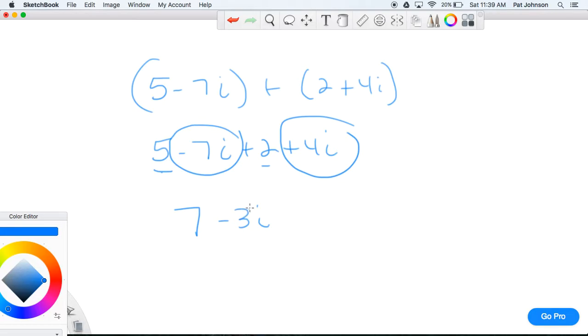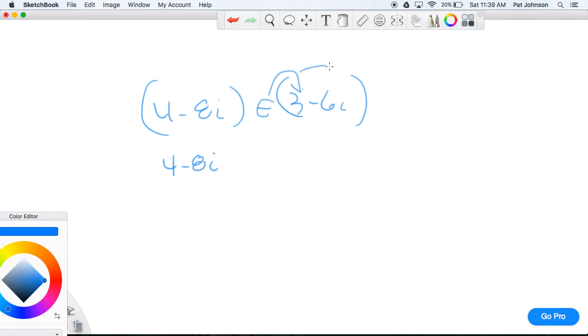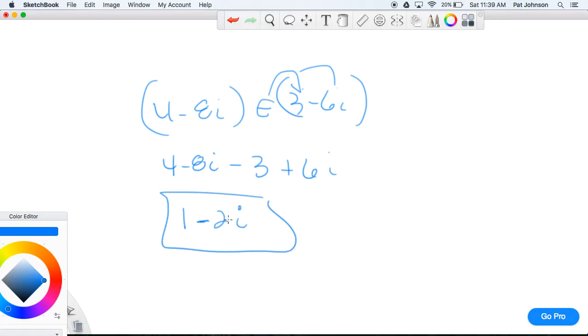It's in standard form. Let's try one more: (4 minus 8i) minus (3 minus 6i). All right, so nothing out here. I can't combine this, so I'm going to get rid of my parentheses. But oops, I have a negative here that I must distribute to both terms. So minus 3 plus 6i. Now I can combine like terms, and I get 1 minus 2i. Because it's as far as I can go, it's in standard form.